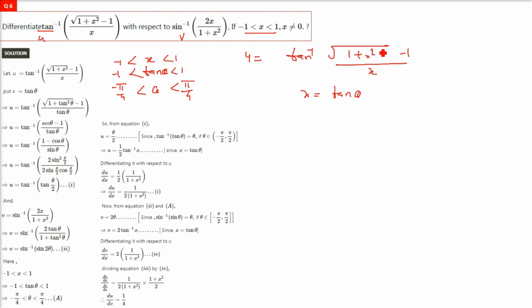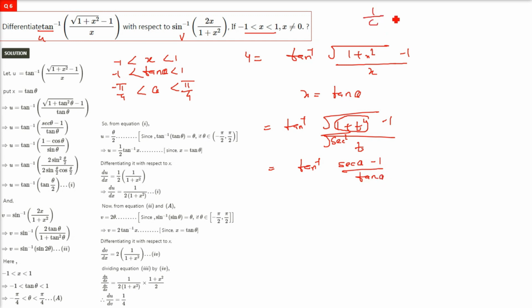So what x we have to put, because when we put this x, you will see that it will come down to a very easy solution. 1 plus tan square minus 1 divided by tan theta. So this tan you have to put here. I am writing t for tan theta because this is an intermediary process. So 1 plus tan square theta is sec square theta, and under root of sec square theta is going to be sec theta. So the final will be tan inverse of sec theta minus 1 divided by tan theta.